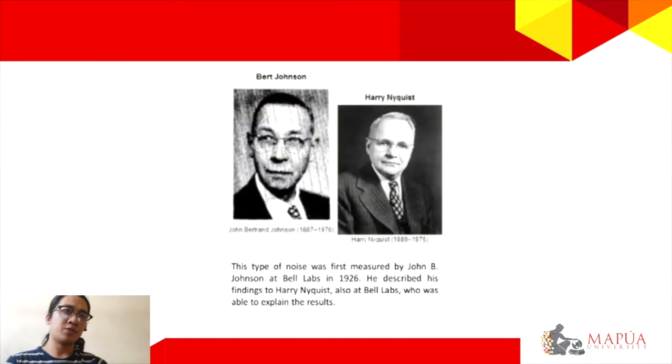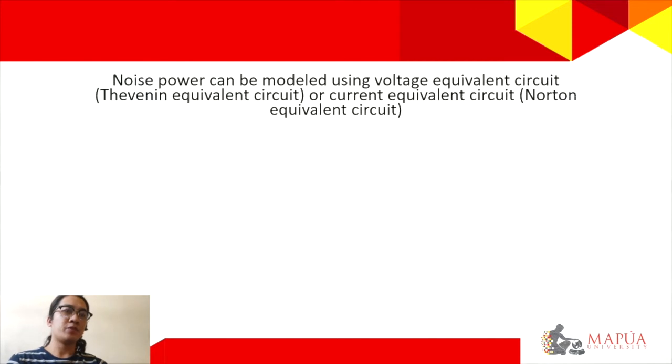This is Bert Johnson and Harry Nyquist. This type of noise was first measured by John B. Johnson at Bell Labs in 1926. He described his findings to Harry Nyquist, also at Bell Labs, who was able to explain the results. Noise power can also be modeled using the Thevenin equivalent circuit or the Norton equivalent circuit.